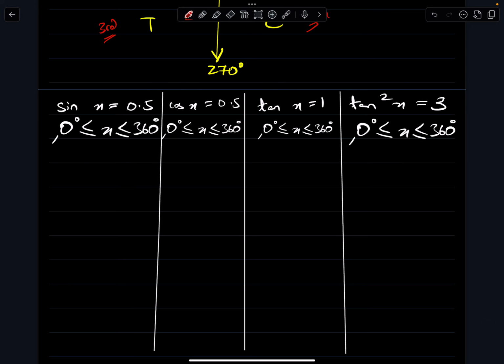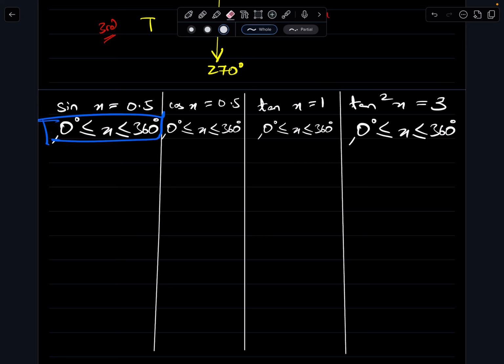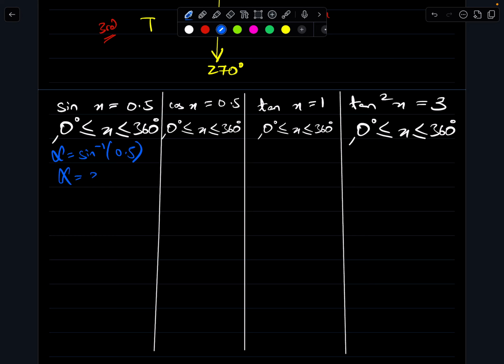These are the basics. So, the first step is to check whether the given angle is consistent with the range. Yes, it is. So in this case, we don't need to alter the range. Then we need to find the basic angle, that is alpha. We'll find that using sine inverse of 0.5. Alpha turns out to be 30 degrees. Make sure that your calculator is in degree mode.